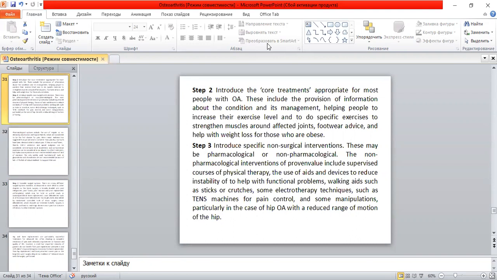Step 3. Introduce specific non-surgical interventions. There are many, pharmacological and non-pharmacological. The non-pharmacological interventions of proven value often include supervised courses of physical therapy or the use of aids and devices to reduce instability or to help with functional problems, walking aids such as sticks or crutches, some electrotherapy techniques such as TENS as mechanisms for pain control, and some manipulation, particularly in the case of hip osteoarthritis with a reduced range of motion of the hip.